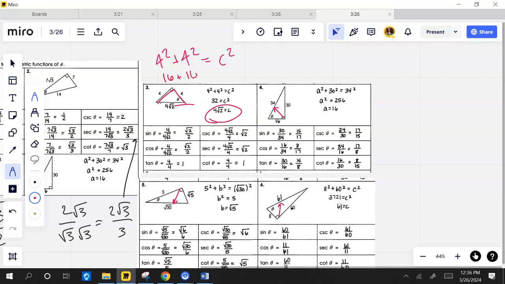Depends on what your theta is. So depending on theta, this is C squared. So square root of 32 is C. And then you break down 16 times 2.